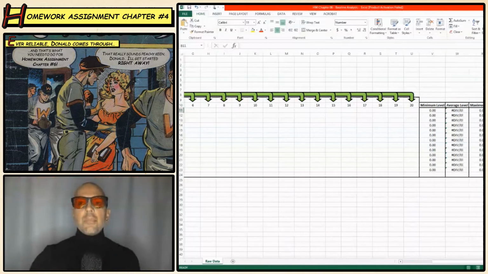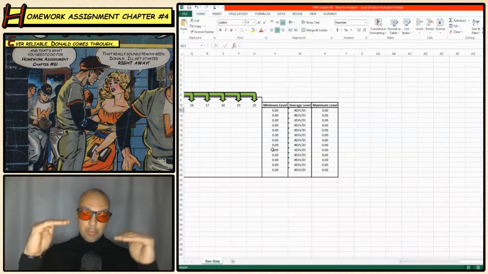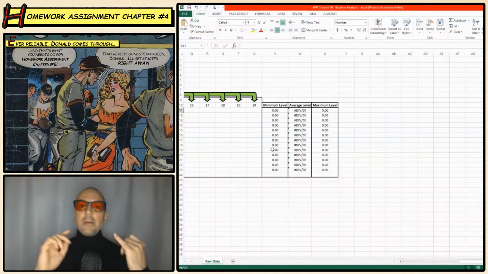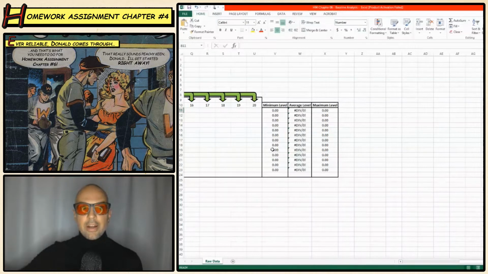But importantly, what this Excel sheet will do is give us, within that zero trend, there's going to be a little bit of variability, and it's going to tell us what was the minimum level of that behavior, what was the average level of that behavior, and what was the maximum level of that behavior. And that's going to be important in our next step when we start modifying those behaviors through reinforcement.